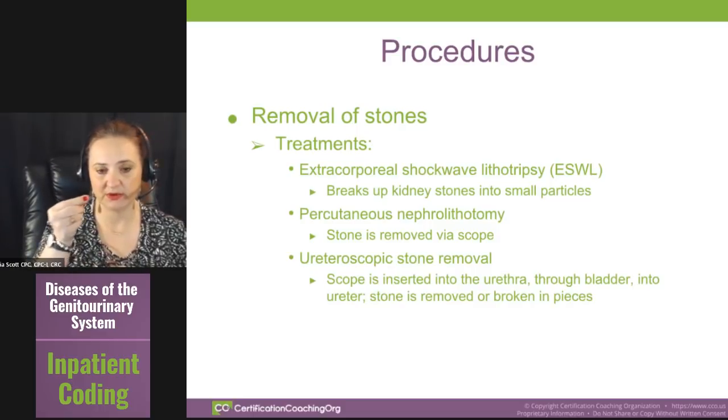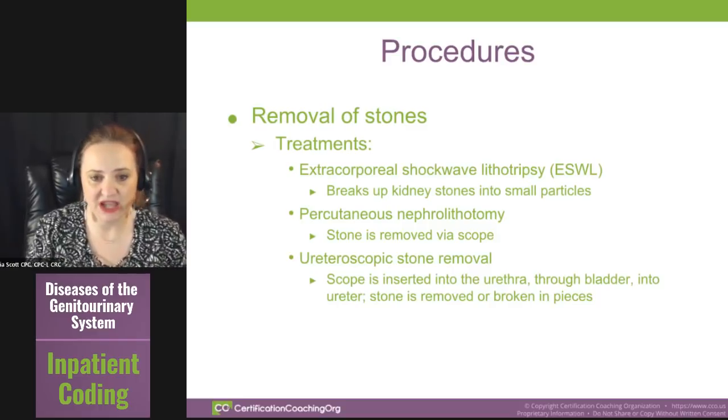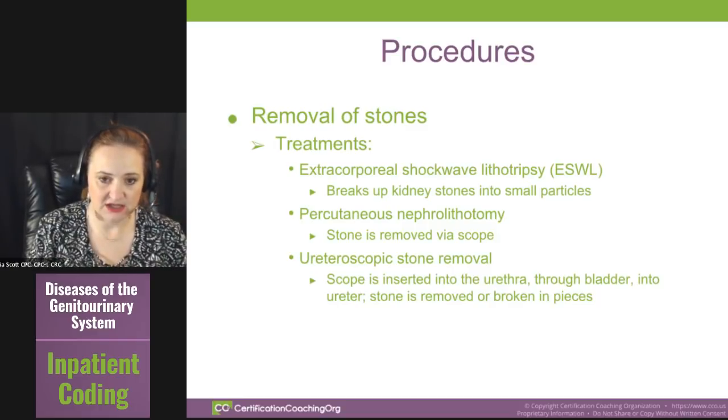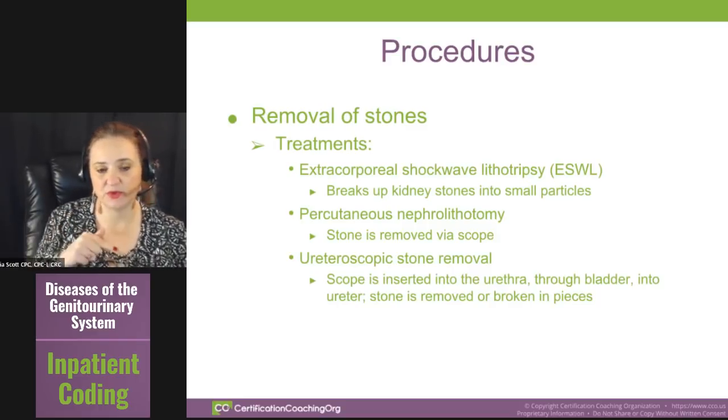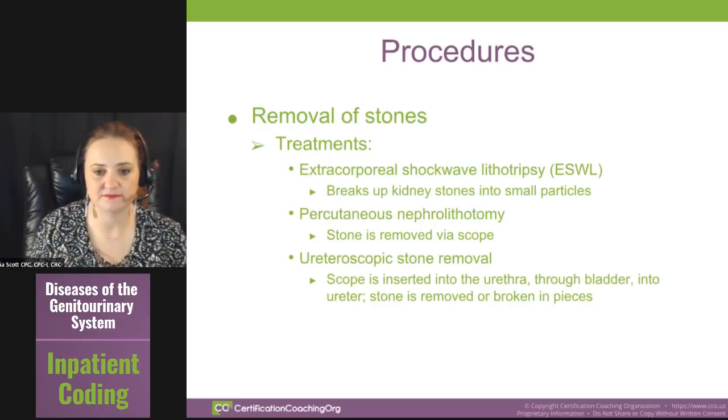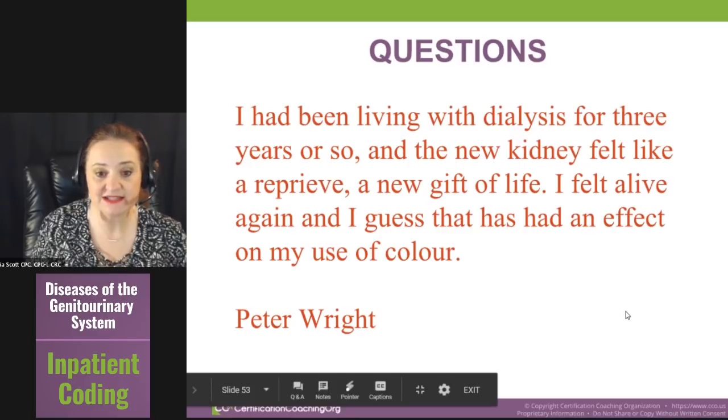They keep them in this little cage thing. But a percutaneous nephrolithotomy is they scope you. They'll go in from the outside, go in from the back. Sorry, got those confused. And that's it, guys.